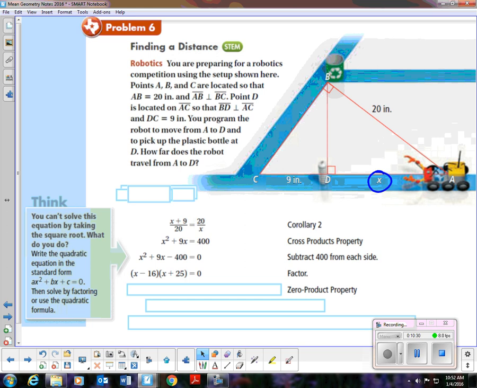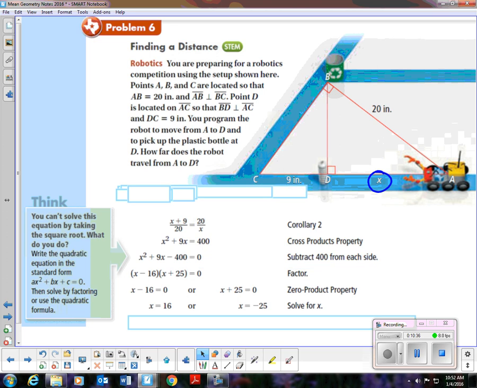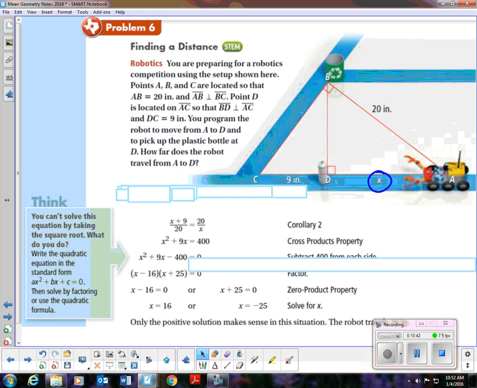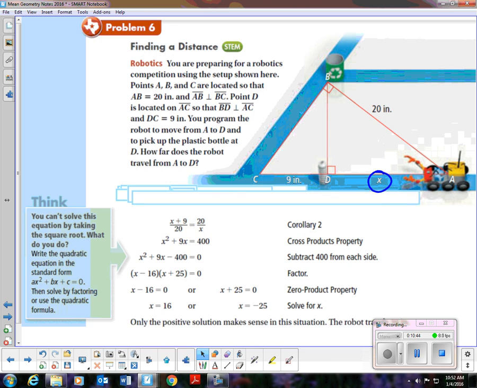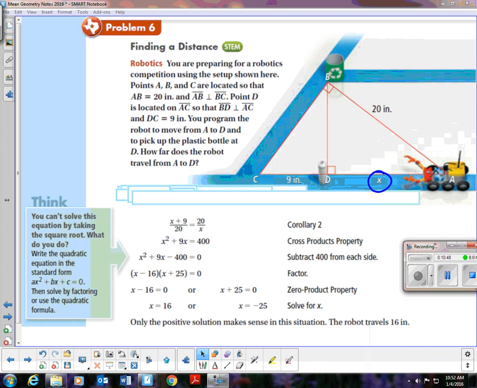Then we make each one equal to 0. So we get x minus 16 equals 0, x plus 25 equals 0, and so when I do that, I get x is equal to 16, x is equal to negative 25. We can't have a negative 25 distance, so we go with the positive 16 value. So therefore, the answer to this is that the robot has to travel 16 inches. And that would be it.